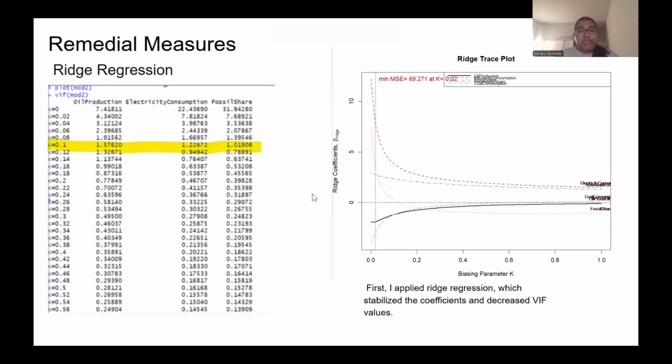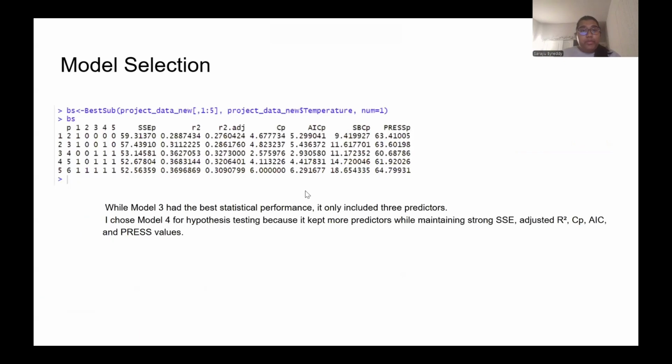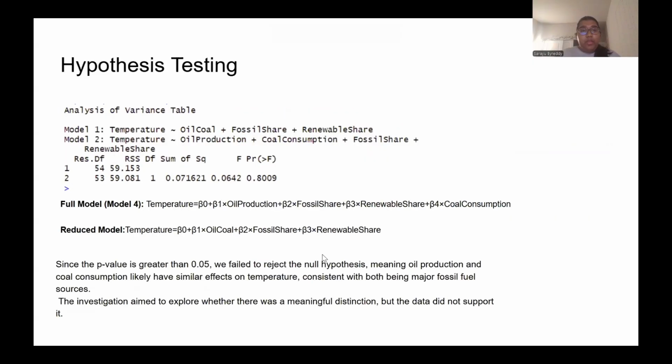The first remedial measure I took was to apply ridge regression, which stabilized the coefficients and decreased the VIF values. I then used robust regression to reduce the impact of outliers, lowering the residual standard error from 1.004 to 0.8549, which indicates a better fit. While Model 3 had the best statistical performance, it only included 3 predictors. I chose Model 4 for hypothesis testing because it kept more predictors while maintaining strong SSE, adjusted R-squared, CP, AIC, and PRESS values. In the hypothesis testing, I used the full model and the reduced model.